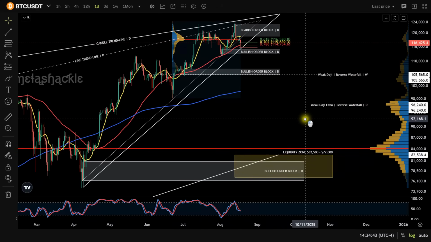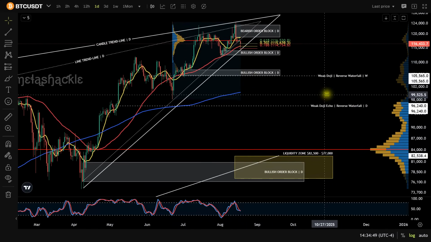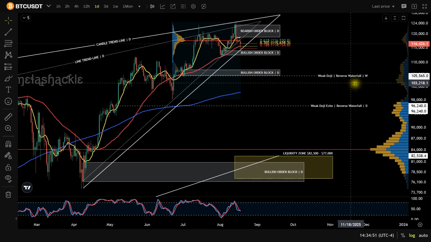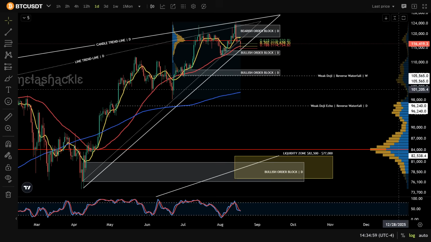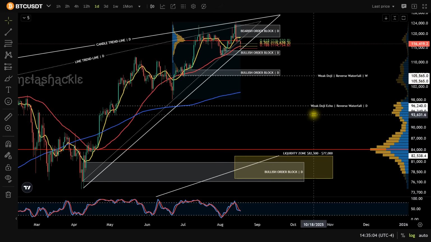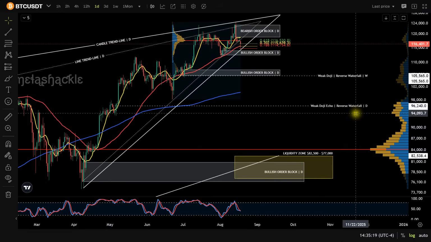Now we do have a couple potential targets right here if price does break down. The first, in the form of a weak doji reverse waterfall on the weekly chart, which makes it much more viable than the daily, is sitting at about 105,565. The second target right here is in the form of a weak doji echo. I call them echoes because they have repeated throughout the pattern numerous times. And it's also a reverse waterfall, being much weaker because it's only on the daily.